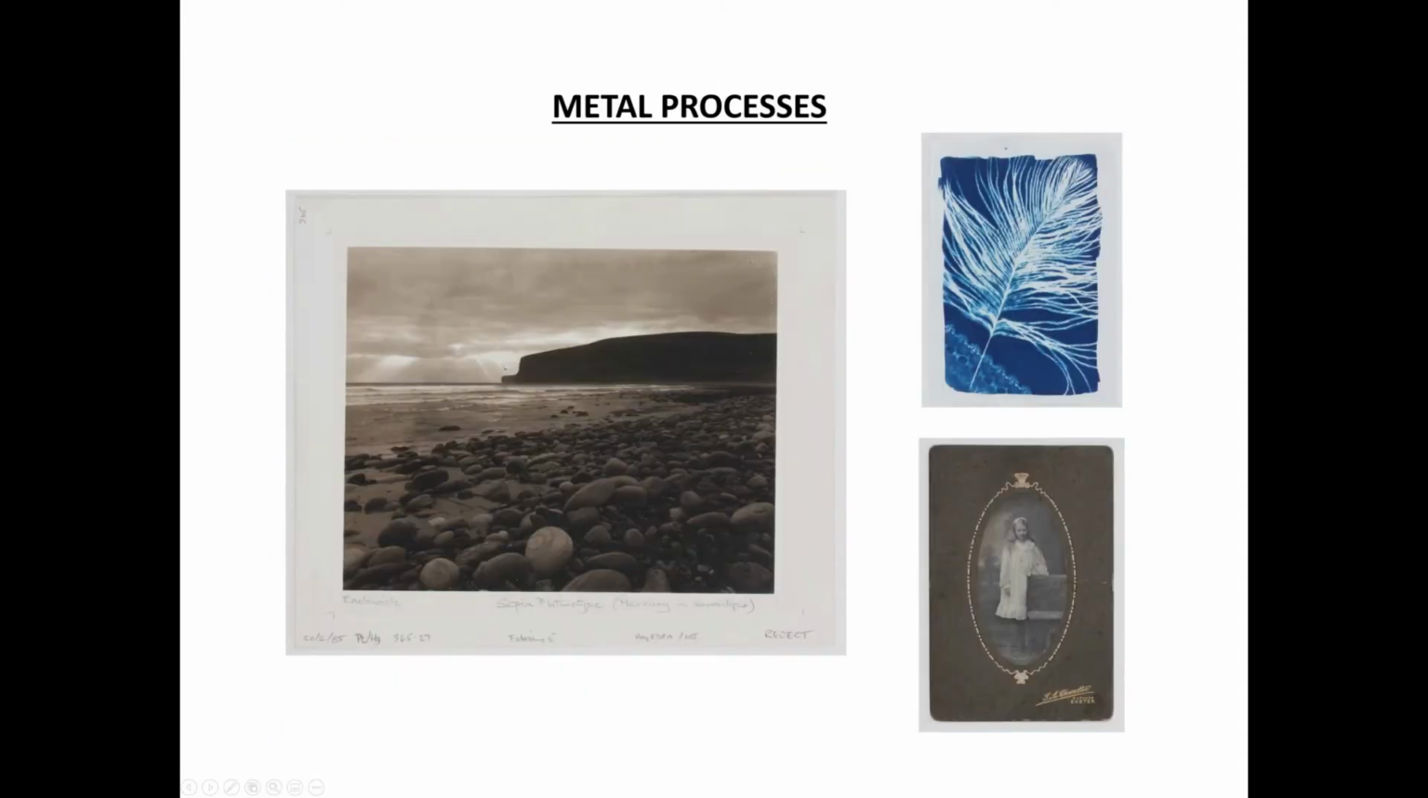The metal processes are all different, but the end result is that you have an image made of metal particles, or in the case of cyanotypes, an iron compound, Prussian blue. None of the metal processes have an emulsion.